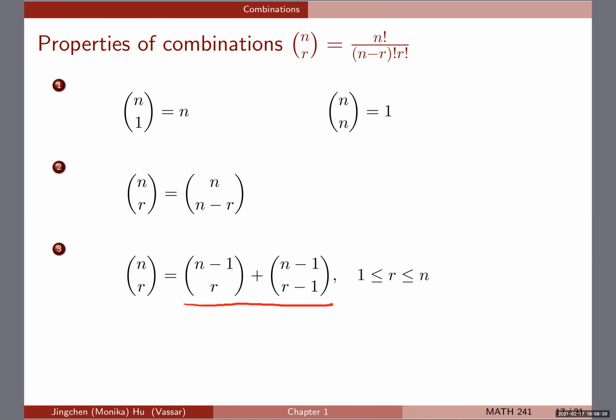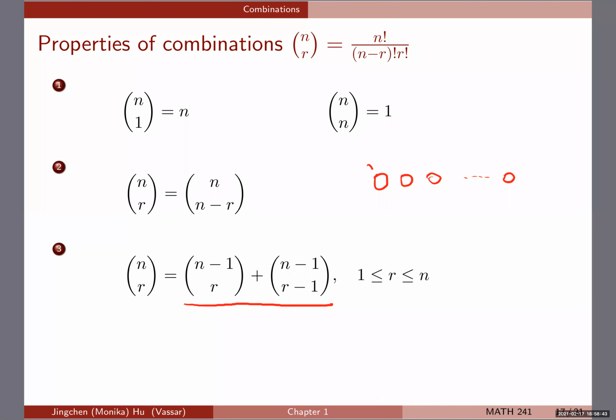The way to think about it: we have n objects, and let me use circles to represent them. The left-hand side is saying that I'm choosing r out of the n, and that's the number of combinations. We don't care about the order, because it's combinations. So to understand this, one way to think about it is, let me focus on the first object.